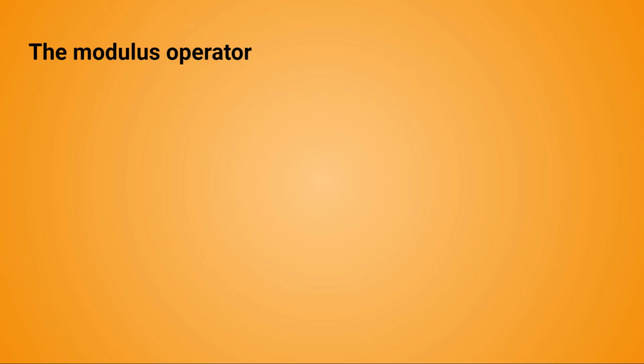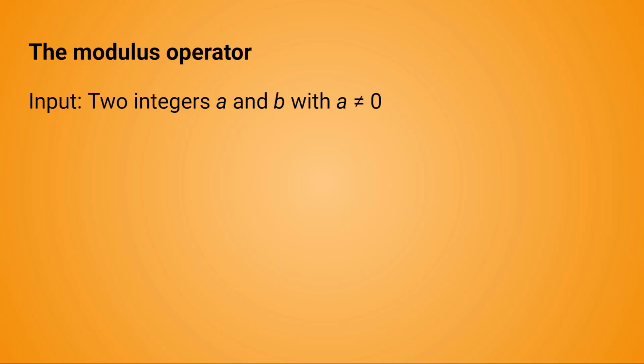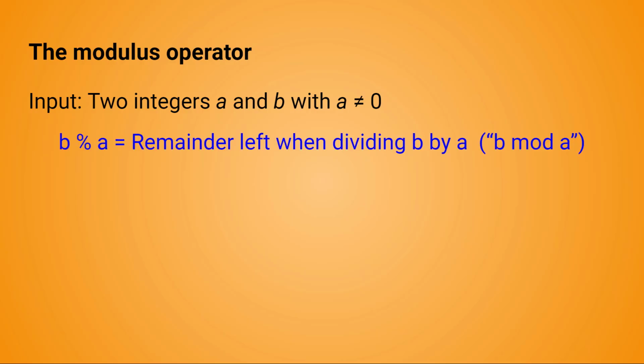There's an important application here as well to an operation that's critical for modern computer applications. That operation is called the modulus operation. You probably didn't learn this in school, but it's both simple and very useful. We often use the percent symbol to denote it. Here's how it works. Given two integers a and b with a not equal to 0, this expression here, which we read b mod a, is the remainder that is left when you divide b by a.